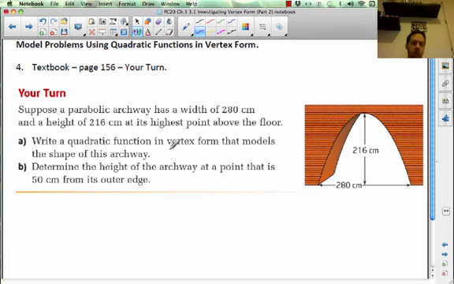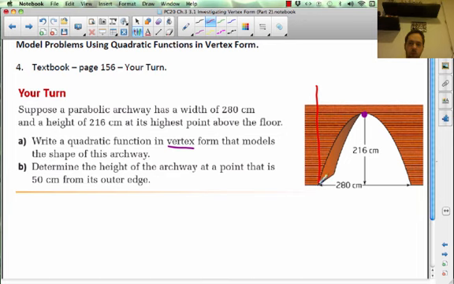So start by writing your equation in vertex graphing form, including an a value. So your vertex is going to be right here, so figure out how far it goes in the x direction and how far it goes in the y direction, and that all depends on where you decide to set your origin.